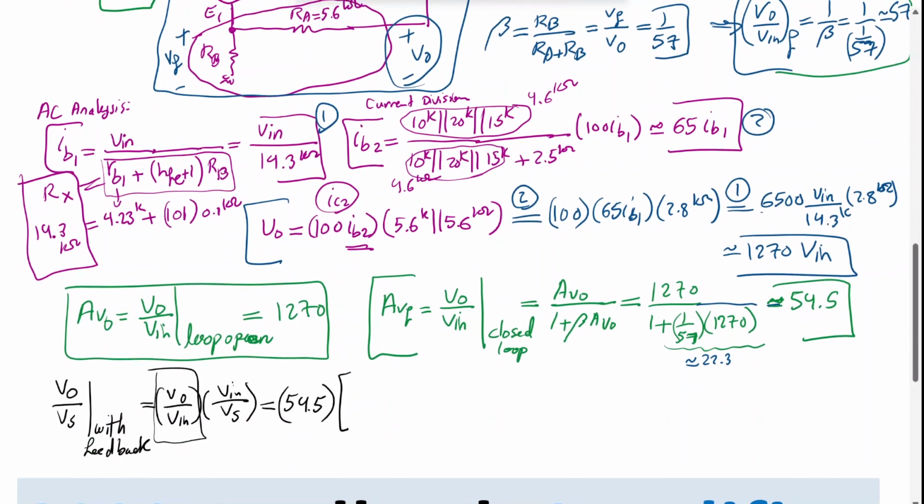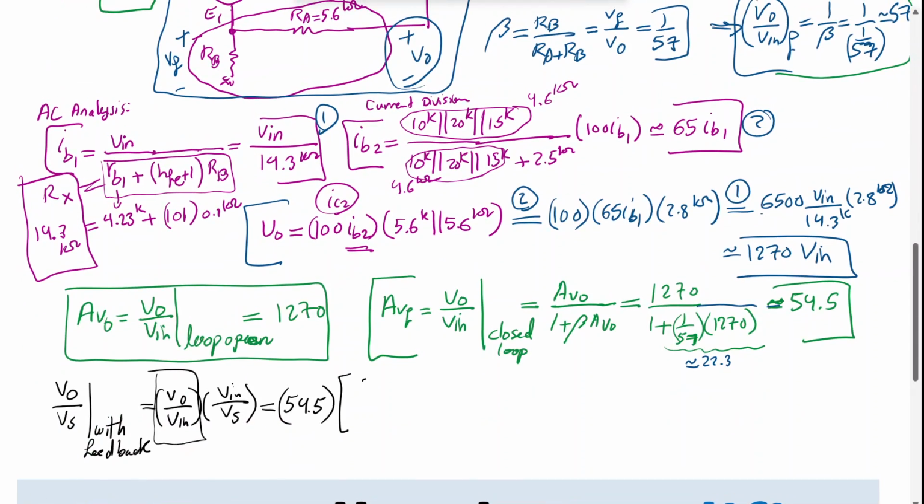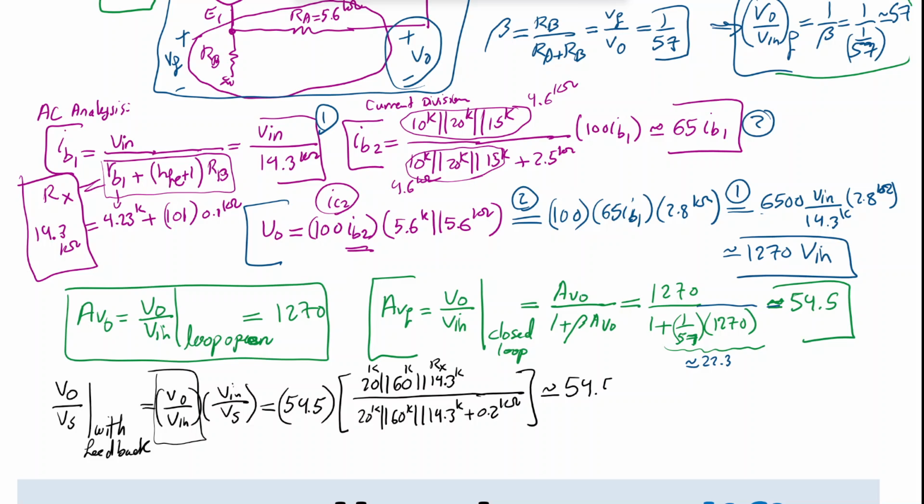So it will be 20 kilo ohm parallel with 60 kilo ohm, parallel with 14.3 kilo ohm, this is Rx, divided by this whole thing, 20K, 60K, Rx, and then plus 0.2K Rs. This is roughly 1. We can say it's 1. So effectively in this example, V out over Vs is just 54.5.